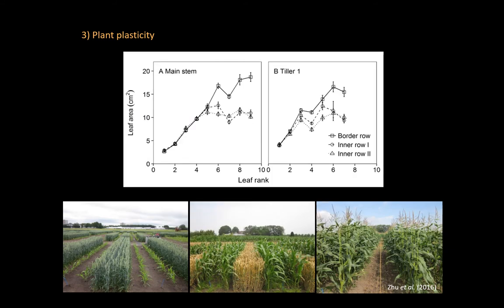And this plasticity can also be seen in leaf area. Here we can see the leaf area on the y-axis and leaf rank, so position of the leaf on the plant, on the x-axis. And for border rows, we can see that the top leaves, so leaves 6, 7, 8 and higher, are much larger than those on plants in the inner rows. So this is also a plastic response to being at the border. These plants have more tillers, and the leaves on those tillers are also bigger, which results in an even higher light capture by these border plants. And this then results in these much higher yields of border plants compared to plants in the middle of the strip, and also compared to plants in a monoculture.